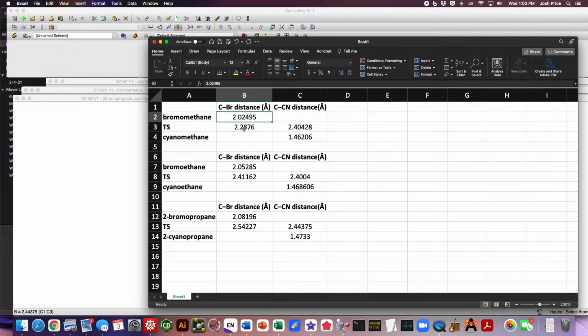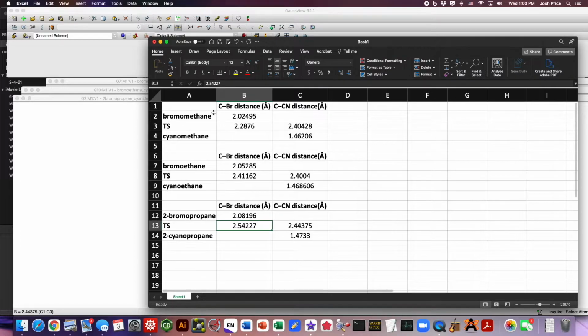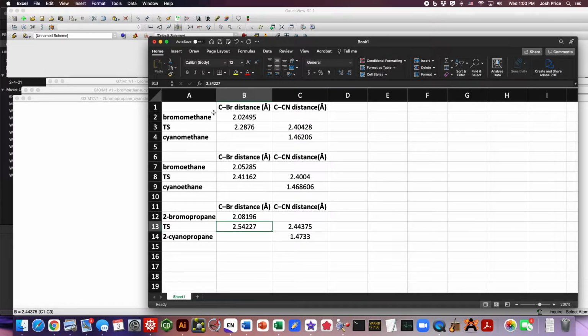So you can see that these carbon-bromine bond distances do lengthen as a function of carbon substitution, probably because of sterics. Similarly, the carbon-cyanide bond lengths increase as a function of substitution. But the key thing to see, what I illustrated in the figures, is that as you go from bromomethane to bromoethane to bromopropane, the carbon-leaving group distance is longer in the transition state. And this is an example of what we saw in those two-dimensional projections of potential energy surfaces.